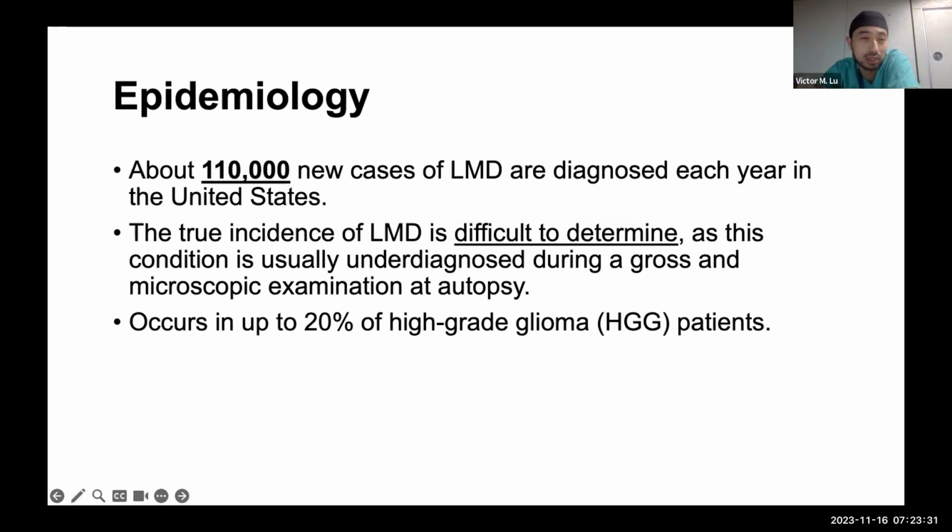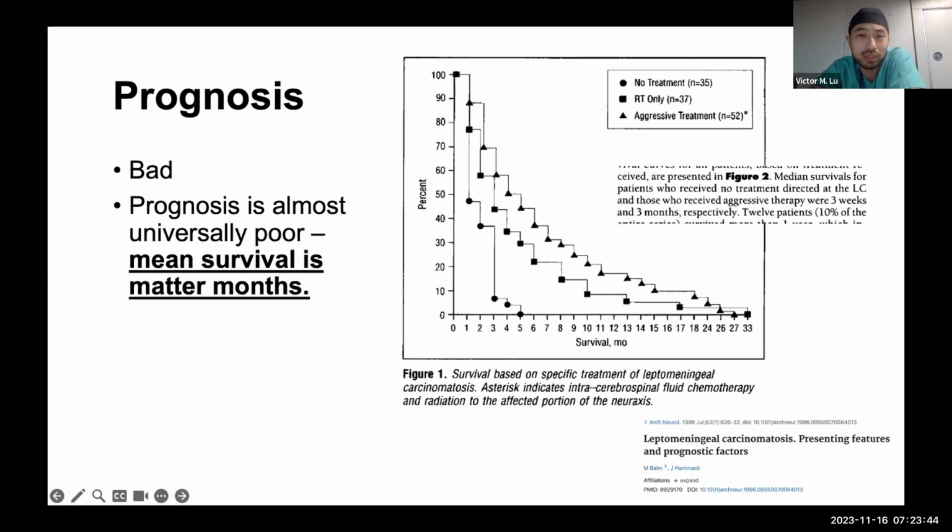So the suspicion is that this is an underdiagnosed condition. And there are suggestions that up to 20% of high-grade glioma patients will have this. But again, this number remains to be proven. The prognosis of this is bad, with the median survival a matter of months. You can see here that even in the 90s, when they were graphing survival, median survival remains within a matter of months. And this is still primarily consistent with outcomes today.